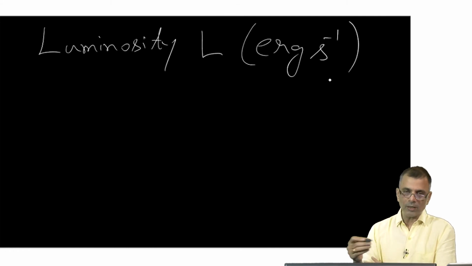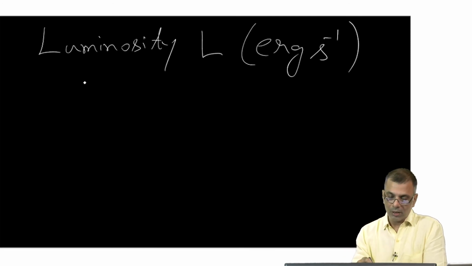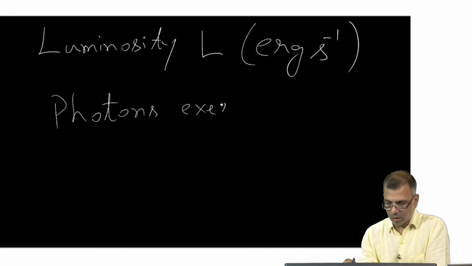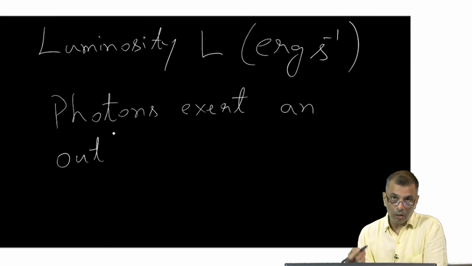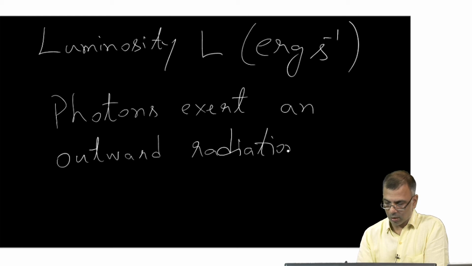So, the object is luminous because it is emitting photons. So, the luminosity, so many ergs per second, is due to photons. And so, the photons exert an outward, opposing, outward radiation force on the infalling matter.